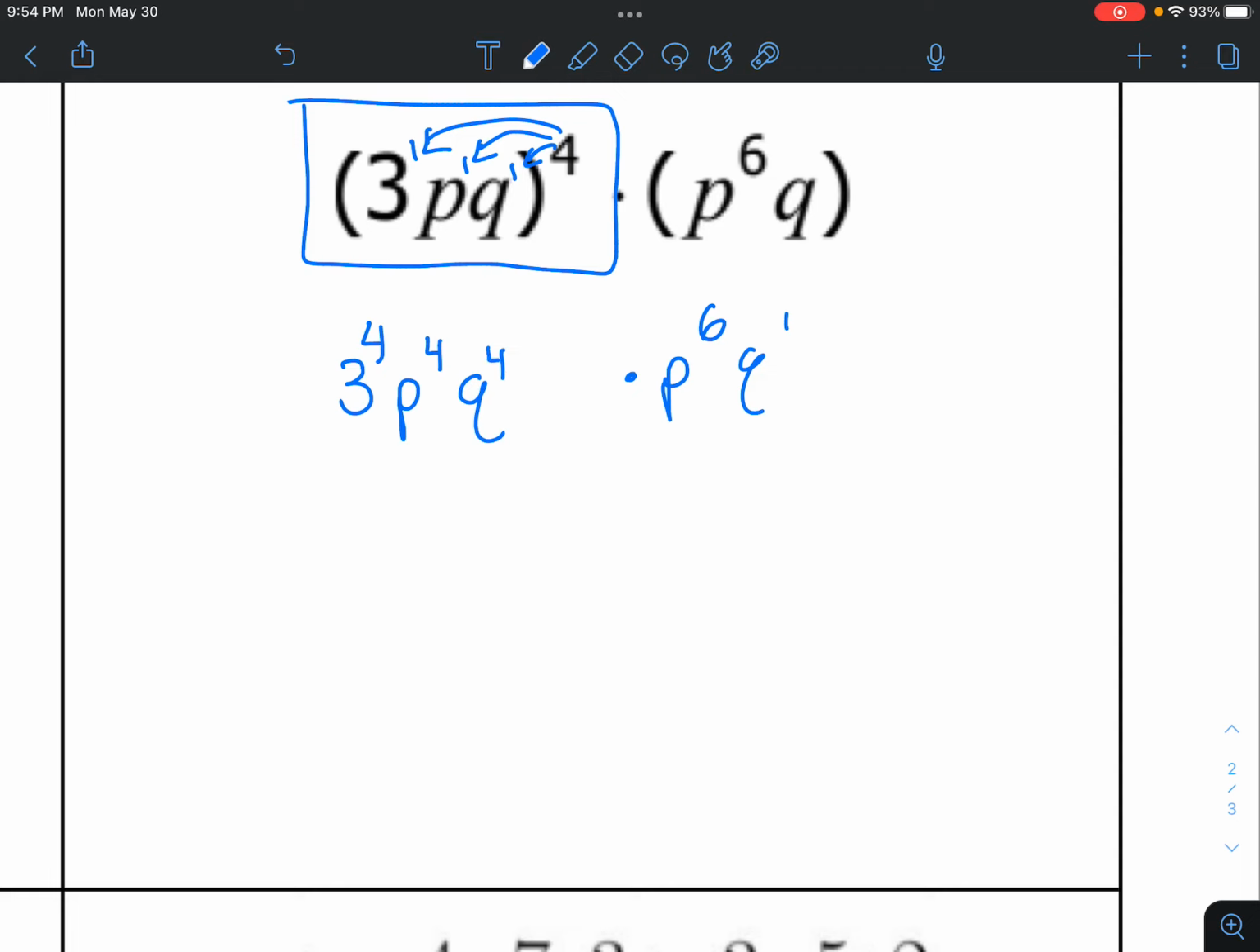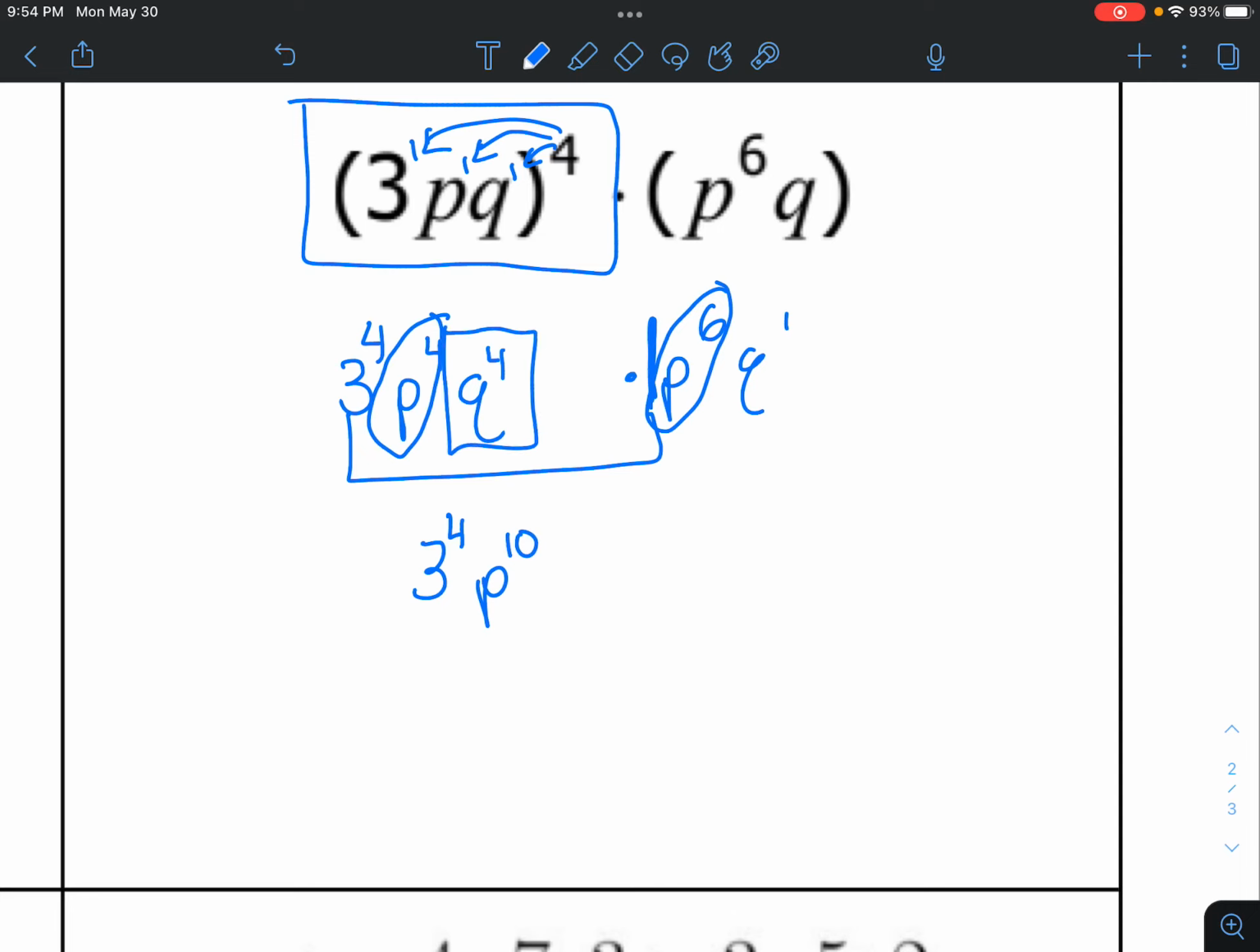Now we're going to write in our invisible 1 here. So we know we have 3 to the 4th times 1, which is 3 to the 4th. P to the 4th times p to the 6th gives us p to the 10th. Q to the 4th times q to the 1st gives us q to the 5th. Check for negative exponents, which we don't have any of, so this is our most simplified answer.